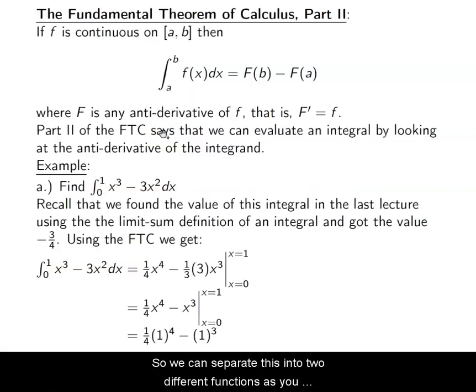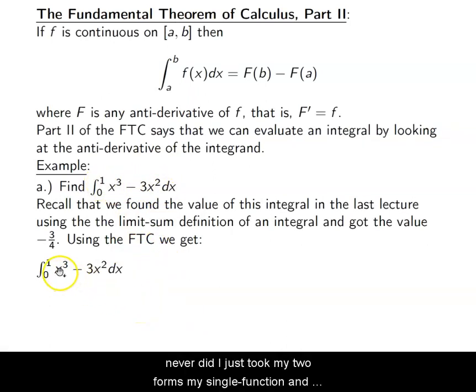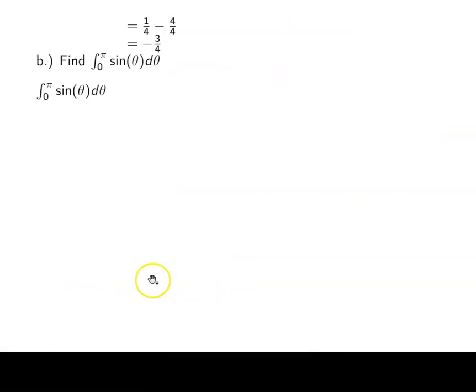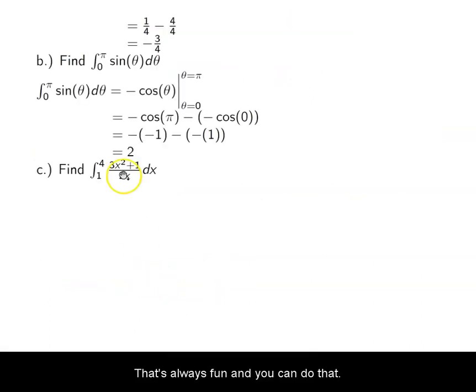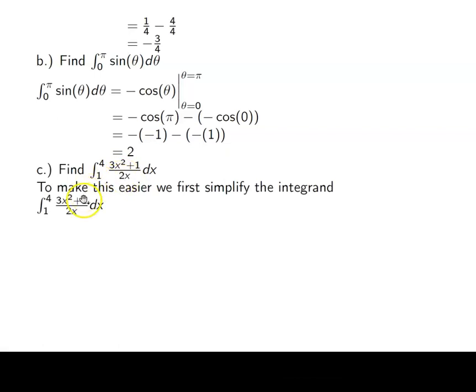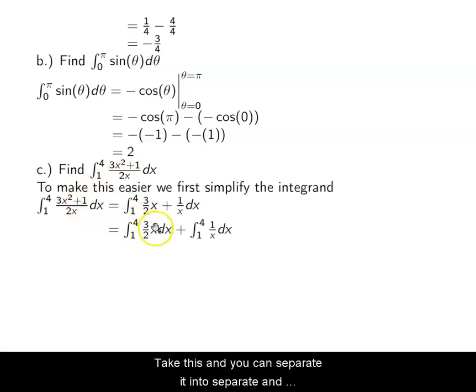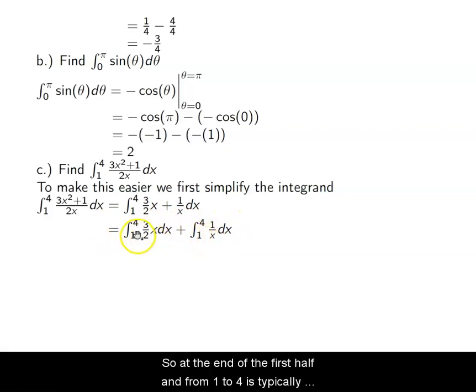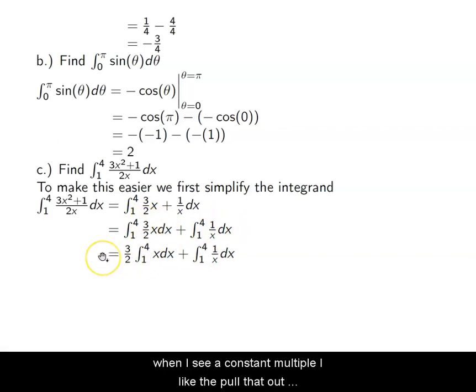As you noticed up here, I was talking about doing that for part A, but I never did. I just took my single function, and I just started to apply my rules of antiderivatives. That's always fine. You can do that. Or you can take this and you can separate it into separate integrals, right? So notice I have the dx at the end of both, because that completes the integral. So I have the integral from 1 to 4 of this first half and from 1 to 4 of this other half. Typically when I see a constant multiple, I like to pull that out, okay?